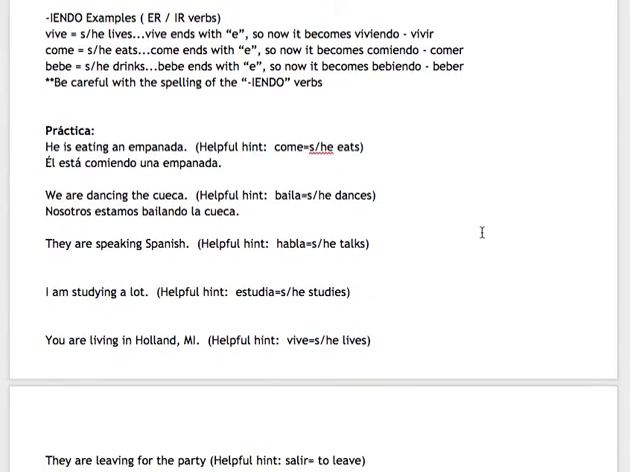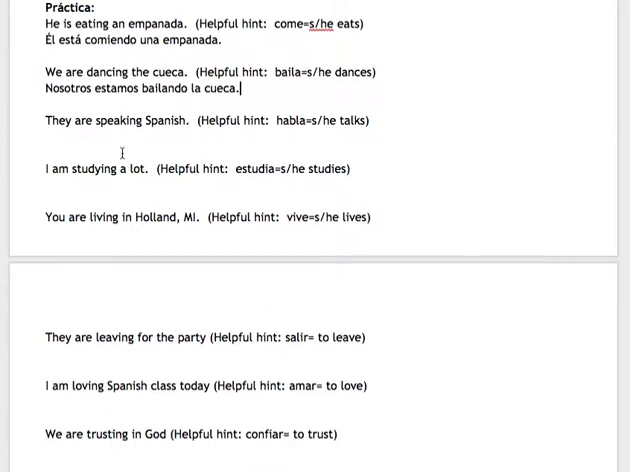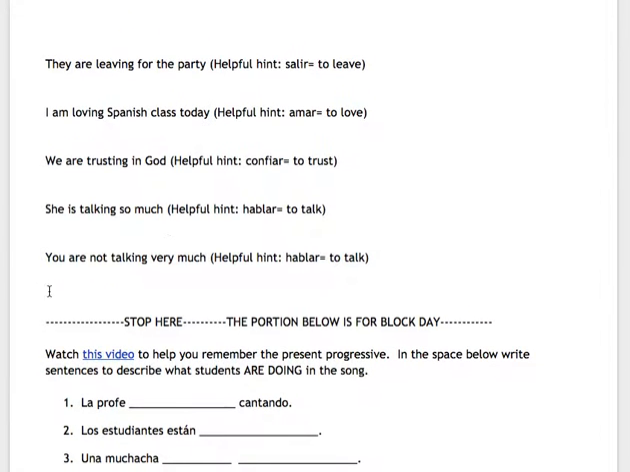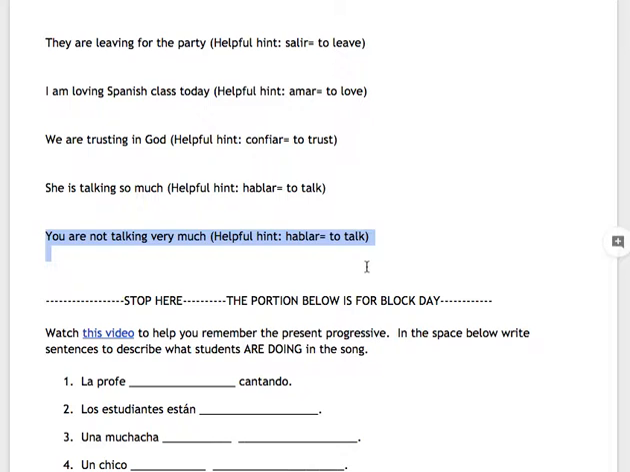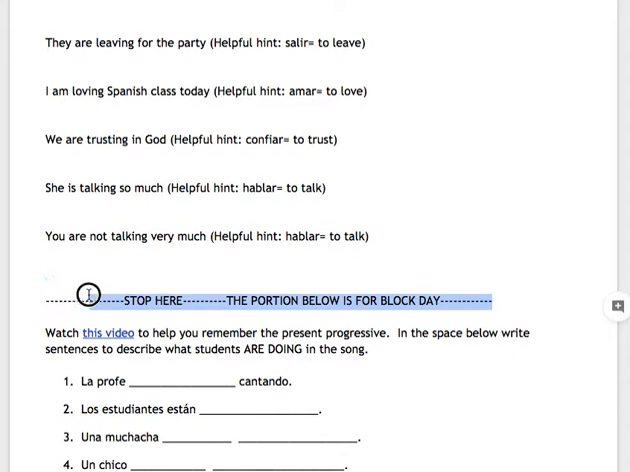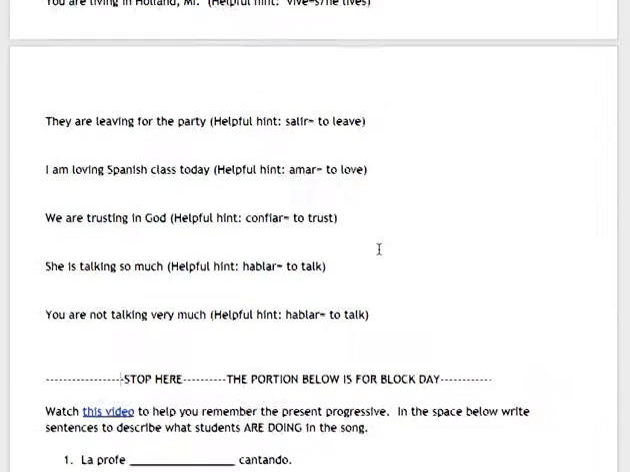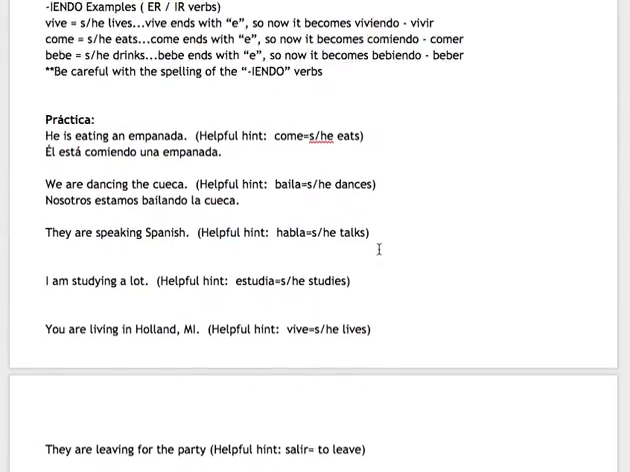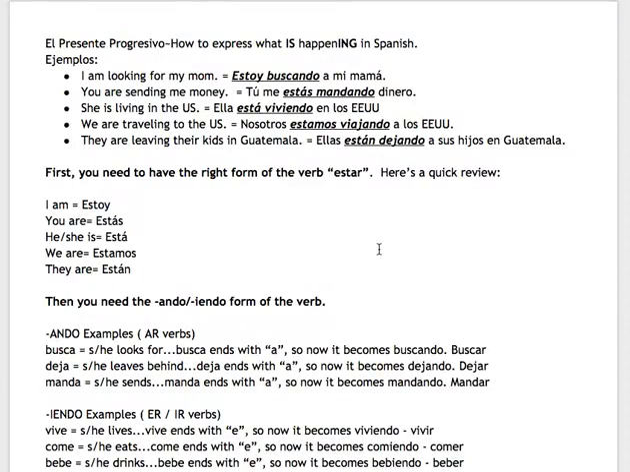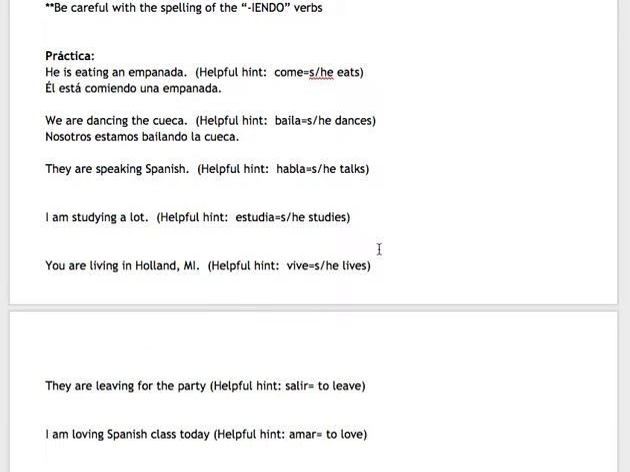There's a few more I would like for you guys to practice on your own. From here, they are speaking Spanish, all the way through here. You don't need to do anything below this because we will be picking up on that on Block Day. So, hopefully this makes sense. Good luck, and we will go through these sentences when I'm back tomorrow.